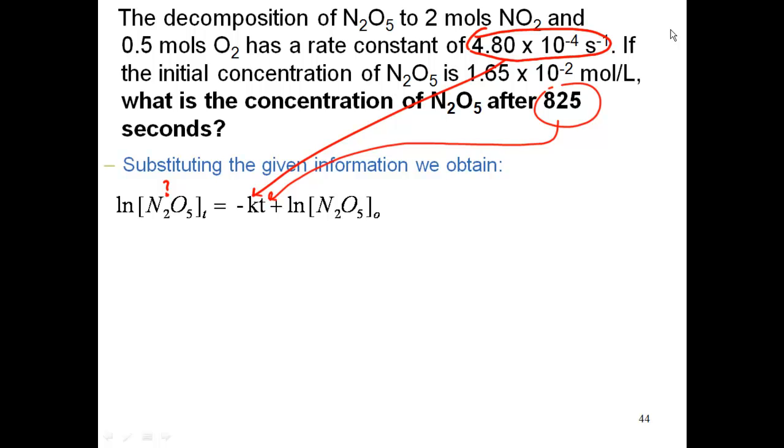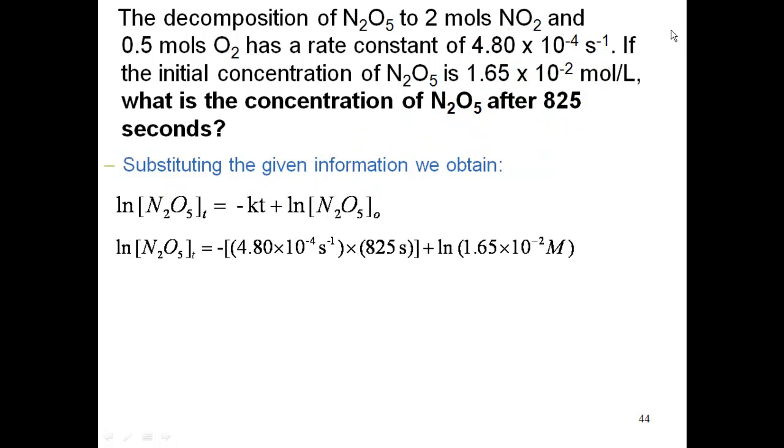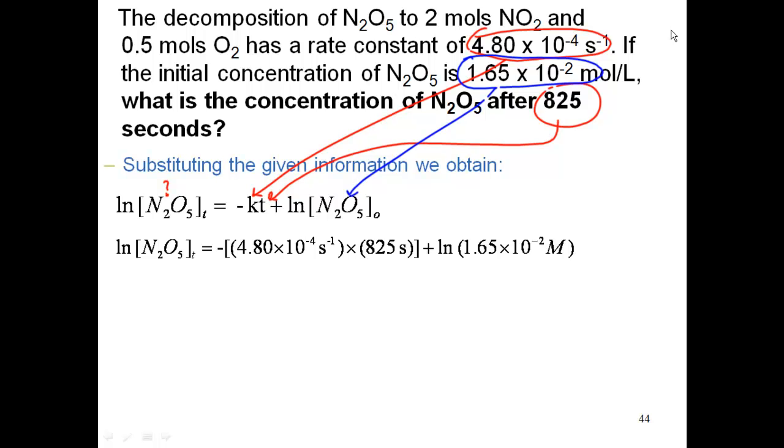And then what is the concentration of N2O5 initially? That's also given to me. That is the 1.65 times 10 to the minus second molarity. That would be placed in here. I plug those numbers in. So I'll plug in my k, I'll plug in my t, and I'll plug in my concentration of N2O5 initially. Now, one word of caution I want to tell you here.